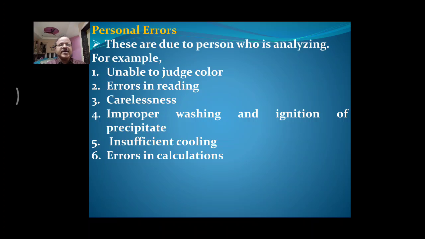So the personal errors, these are due to the person who is analyzing. This person is called the analyst. For example, if the person is unable to judge color in many chemical reactions, when a reaction completes there is a change in the color. So we have to identify at what stage that color changes. If the person is unable to judge the color, then it will create the personal error.